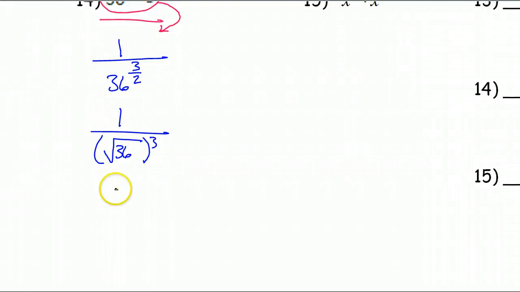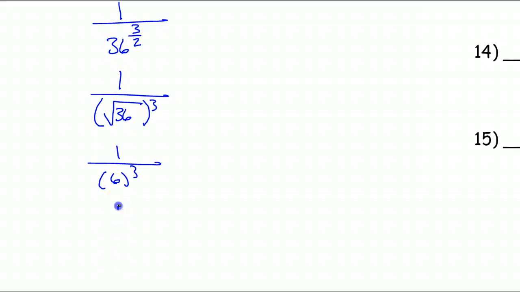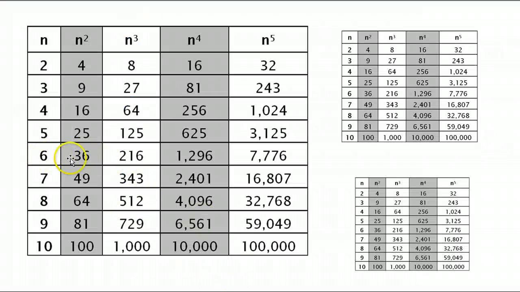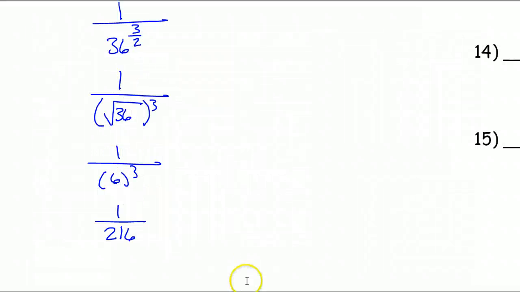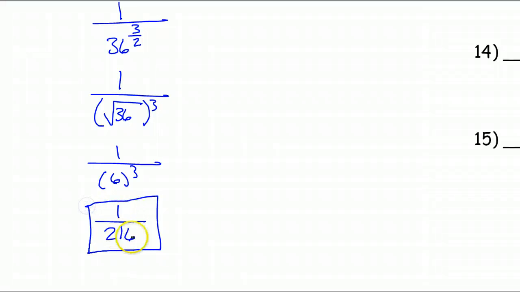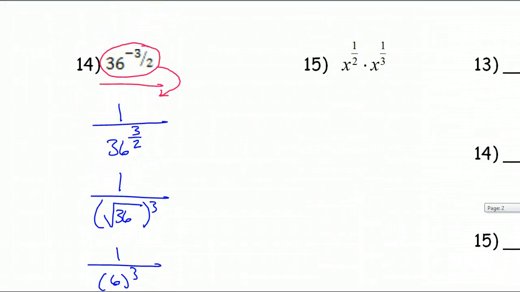We know this by heart. The square root of 36 is 6. So then I've got 6 to the third power. I'm pretty sure 6 to the third power is 216, but to be sure, I will check 6 to the third power on the chart. In fact, it is 216. So there is your final answer for this problem: 1 over 216. That was number 14.